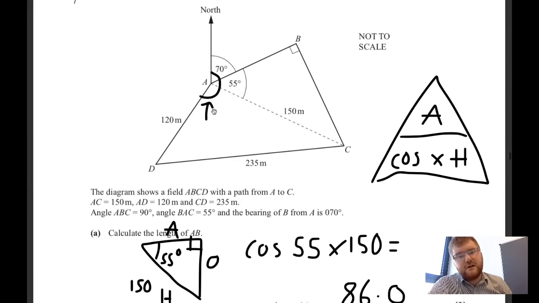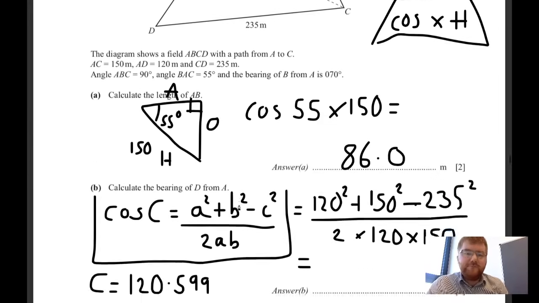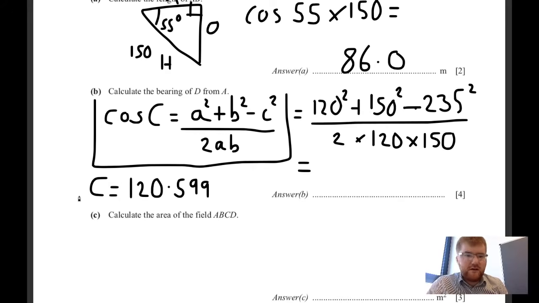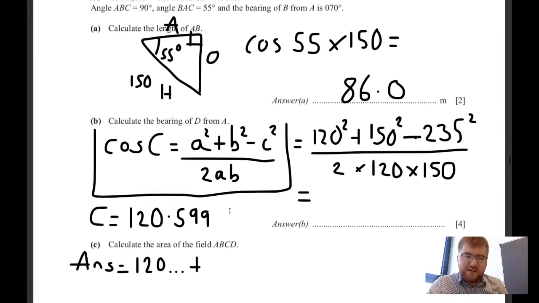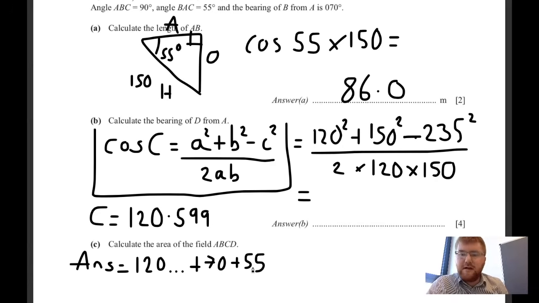So this angle here is 120. So we still need to add on 70 and 55 to work out our final answer. I'm running out of space, so I'll put answer is equal to 120.599, plus those two angles, so 70 and 55. I need to make sure this is a 3-figure bearing as well.